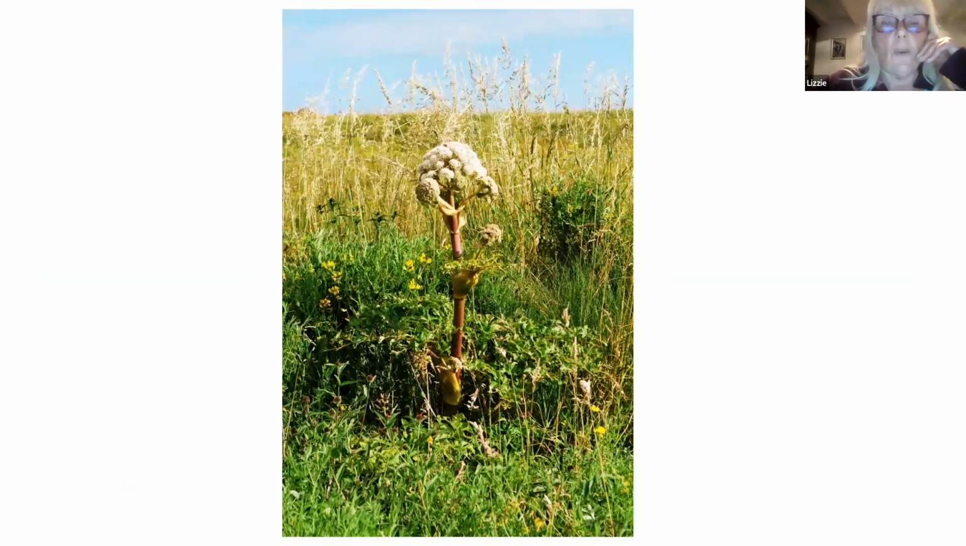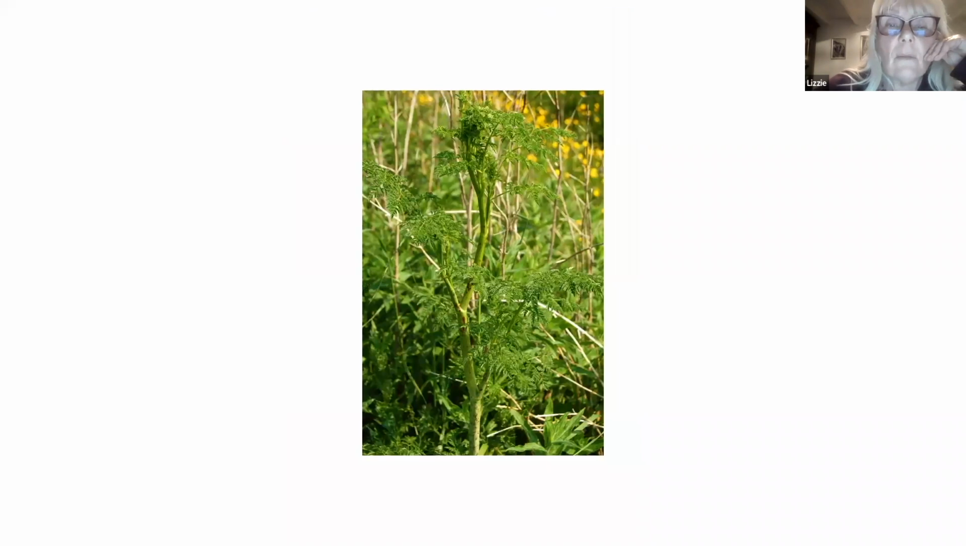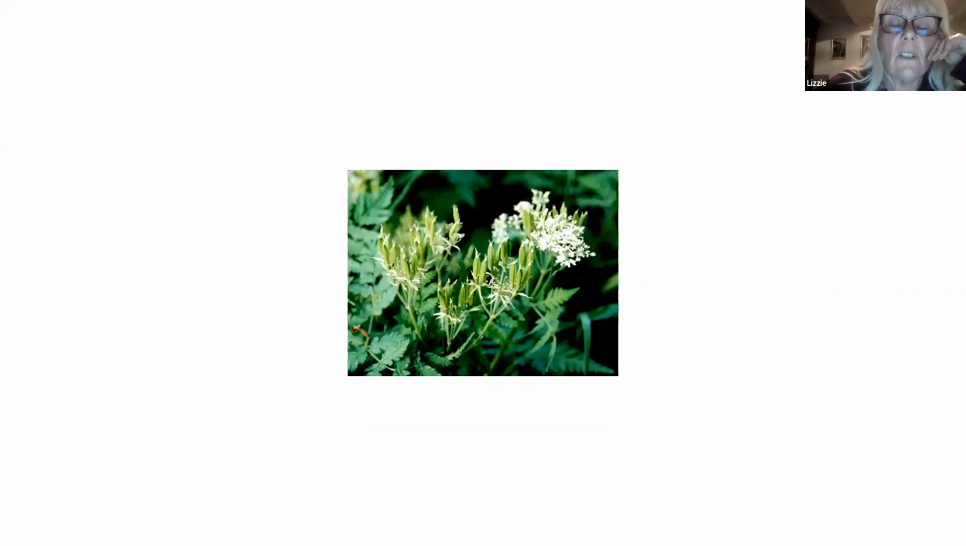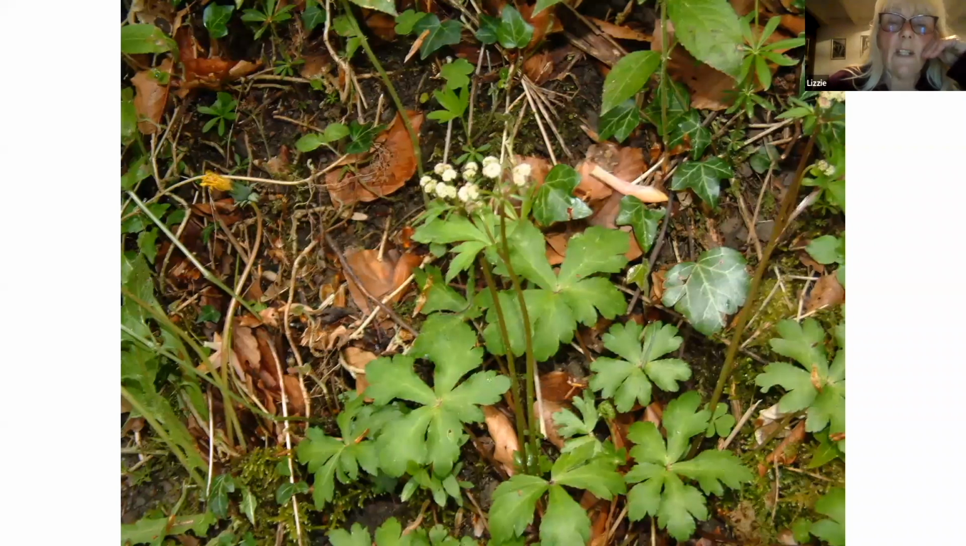And there are just a few photographs. That's a giant hogweed from somewhere up on the Scottish Islands that Geoffrey Chater took. You know, they have hemlock. There's some sweet cicely. There's wood sanicle.